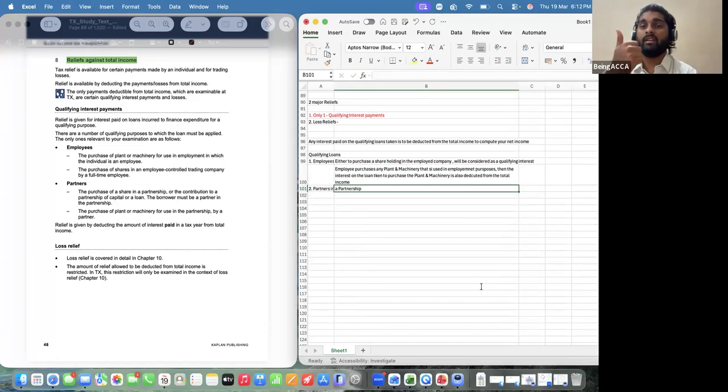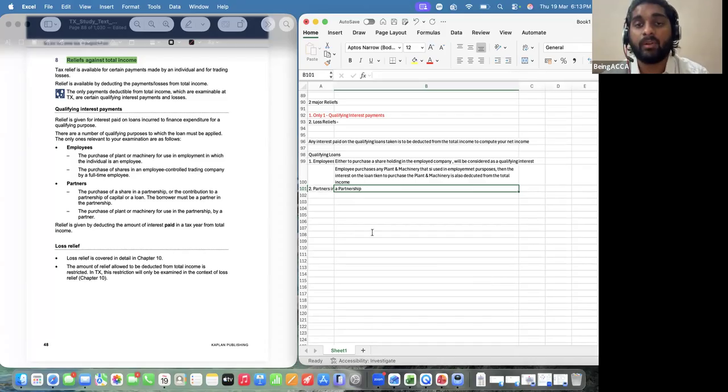So first thing, if you take out a loan to purchase shares in the company that you're already working for, the interest paid on that loan can be deducted from your total income. The next is, if you're taking out a loan to purchase plant and machinery that is used exclusively for employment purposes, then the interest paid on that loan can also be deducted from your total income. That is what relates to the employees.